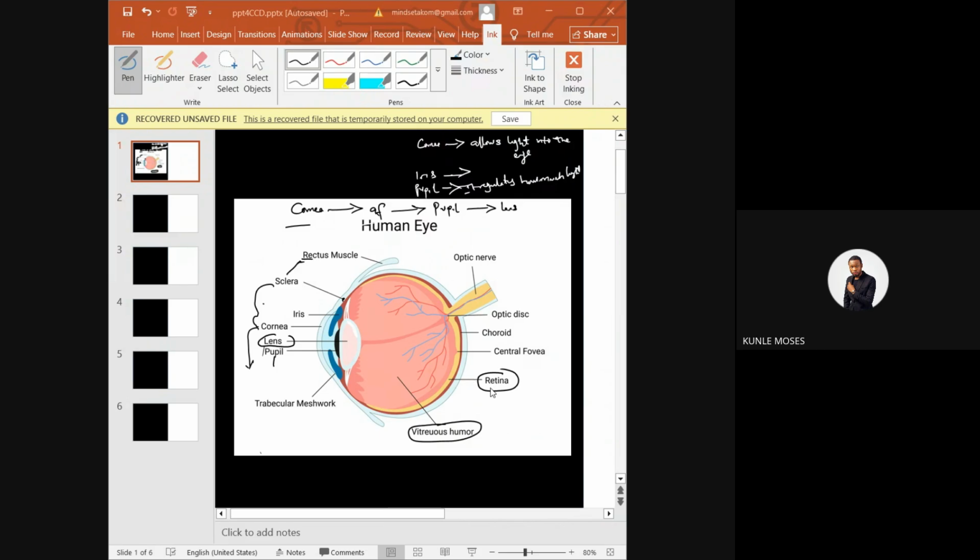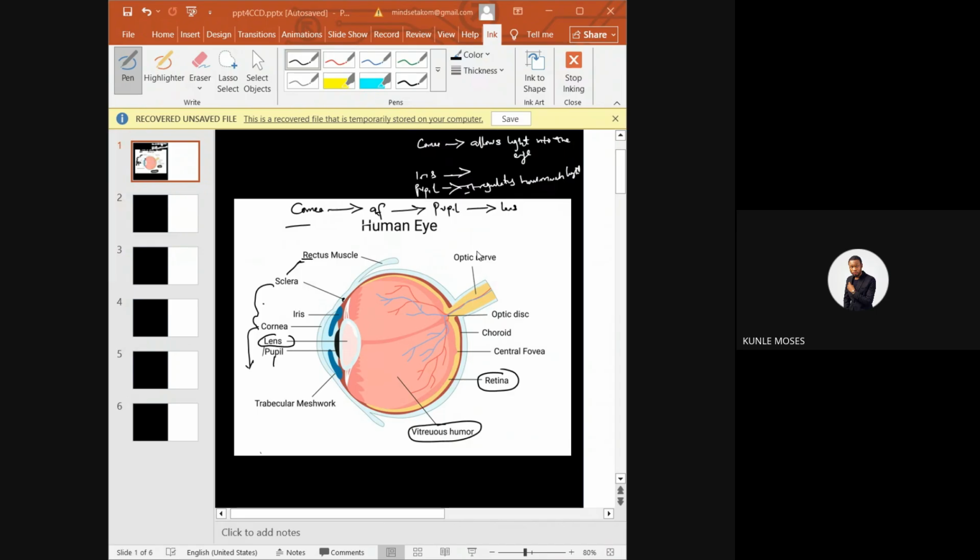It will receive the light from the lens that passes through the vitreous humor, and it will send the signal to the optic nerve. So in case they ask you the function of the retina, what it does is that it helps to convert light into electrical nerve signals. Is that taken?